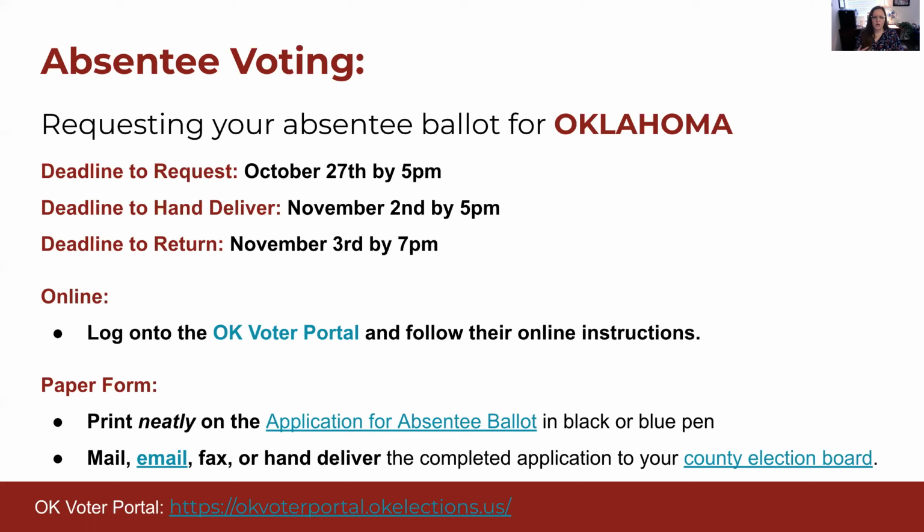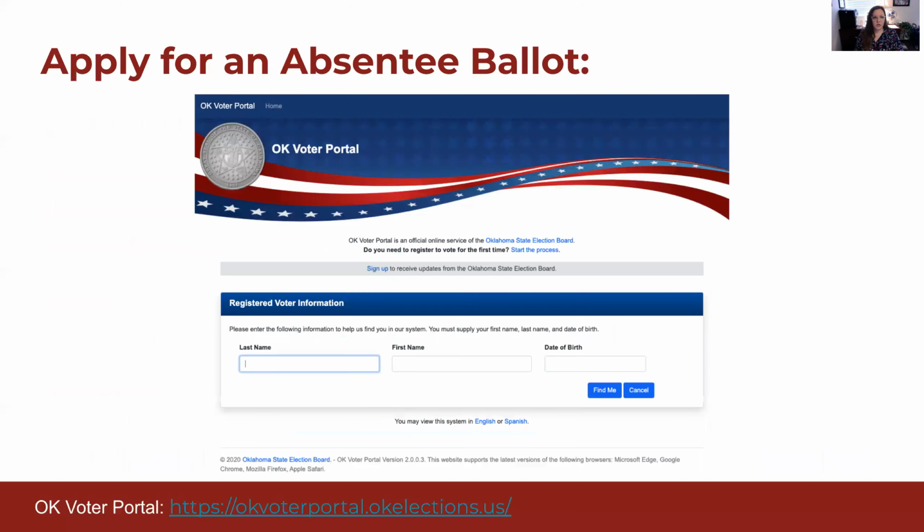You can also do a paper form if that's the way that's most comfortable to you, or easier and more accessible. You can find the application on the election board's website. I'll link that down in our text once we upload the video to YouTube. You can mail, email, fax, or hand deliver that paper request form to your county election board to get that on file.